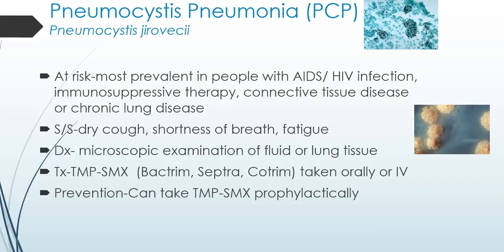People are typically diagnosed with this through microscopic examination of fluid that they're coughing or lung tissue that goes under examination. The treatment is to take these drugs orally, and these are the list of drugs that often are taken: Bactrim, Septra, Cotrim. They're taken orally or through IV to help clear up this PCP. And prevention is, some people, if they're at high risk, will actually take those drugs prophylactically to prevent getting the disease.